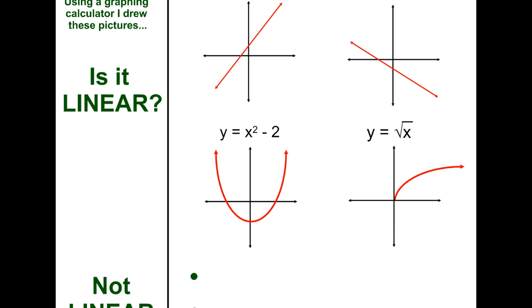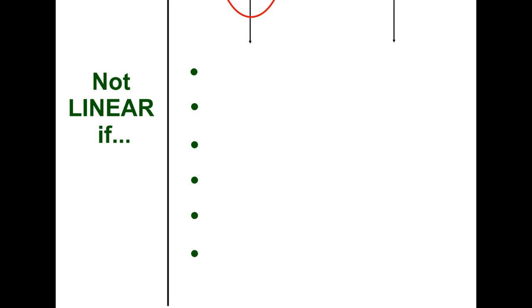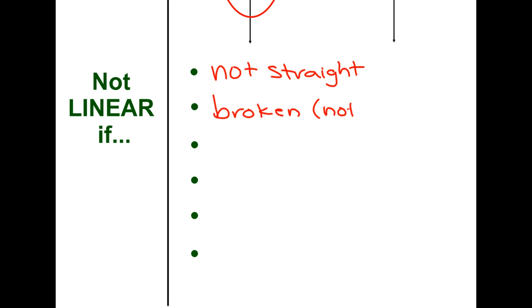So when we're talking about linear functions, we need to think about, well, what makes them not linear? The first thing is, well, it's not a straight line, right? That gets rid of anything that makes it curved. If you see a curved graph, you know that's not linear. If it's broken, what I mean by that, not connected.